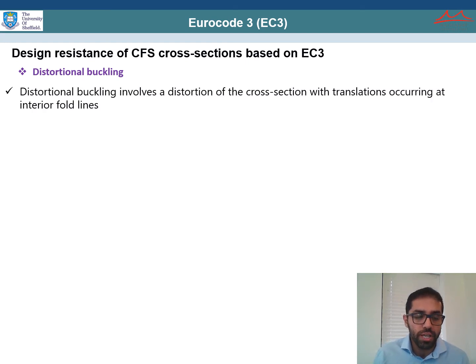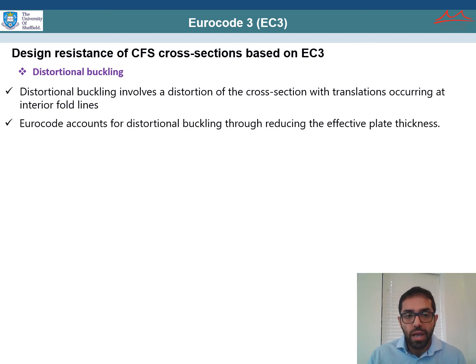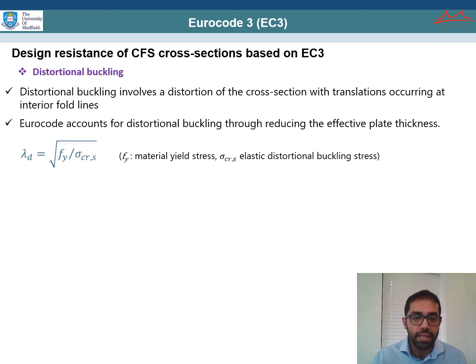Distortional buckling involves a distortion of the cross section with translations occurring at interior fold lines. Unlike what Eurocode 3 prescribed for the local buckling, here Eurocode accounts for distortional buckling through reducing the effective plate thickness, and the slenderness against distortional buckling, lambda d, is a function of material yield stress and sigma cr,s, which is the elastic distortional buckling stress.